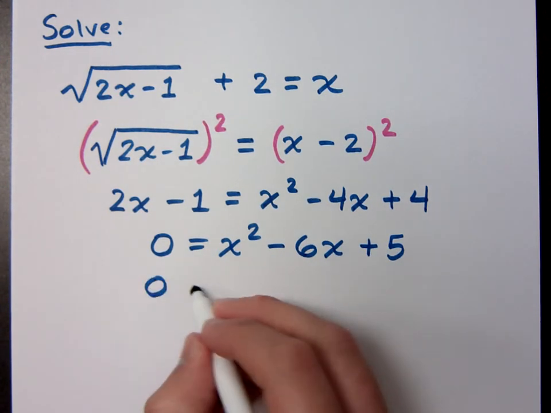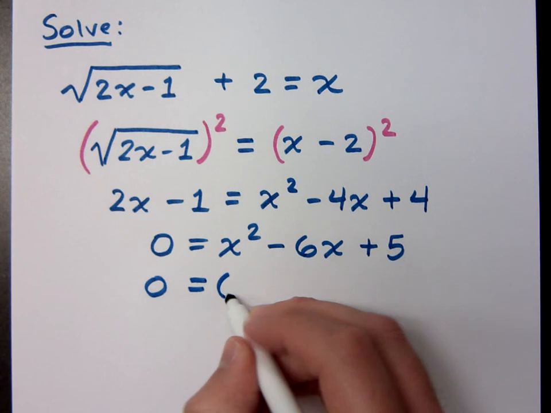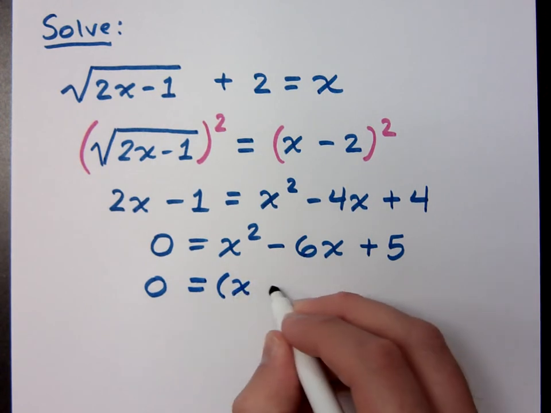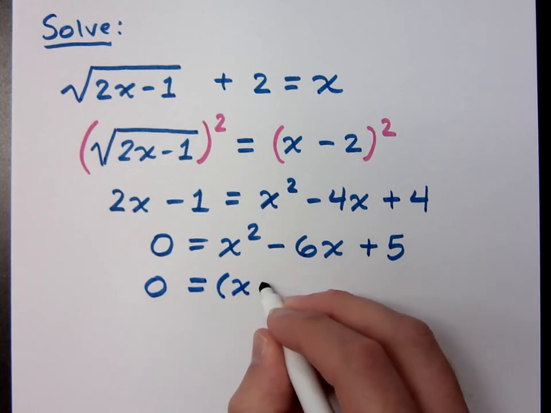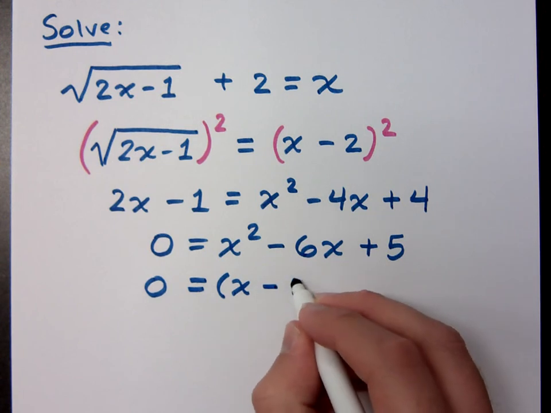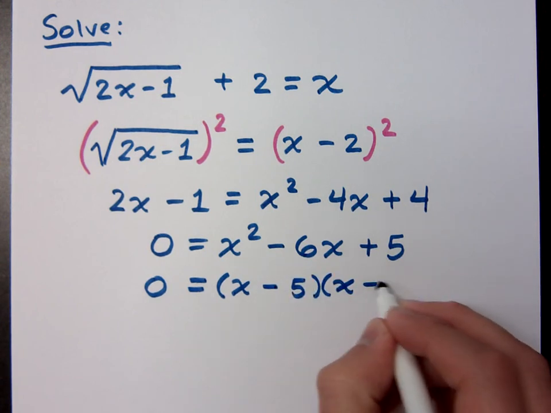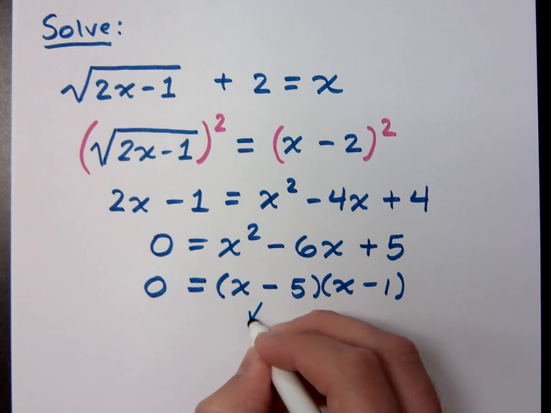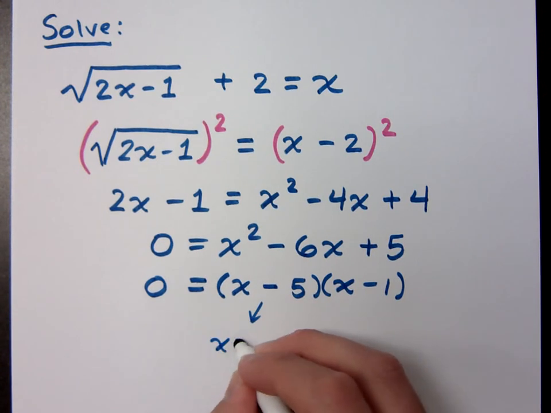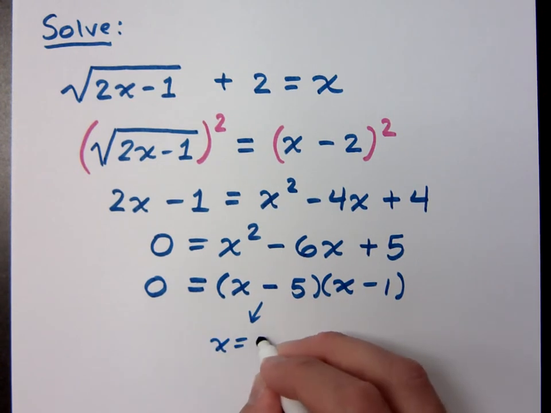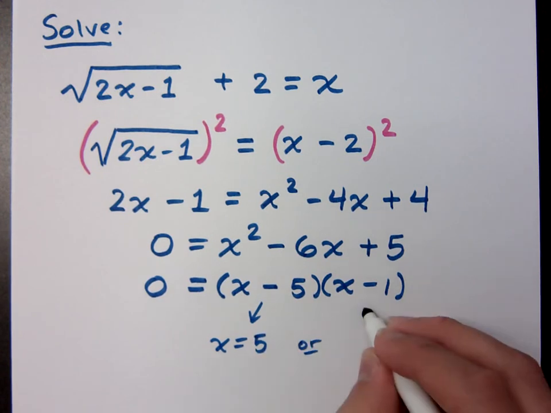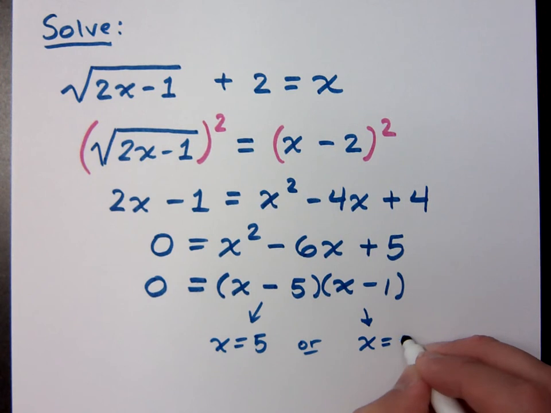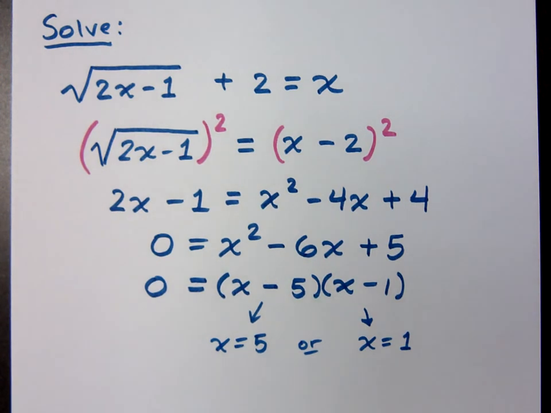Factor this guy. How does he factor? X plus 5 times x minus 1. Watch your signs. X minus 5 and x minus 1. Mm-hmm. So what does x equal? X equals 5 or x equals 1. You better check before he bucks.